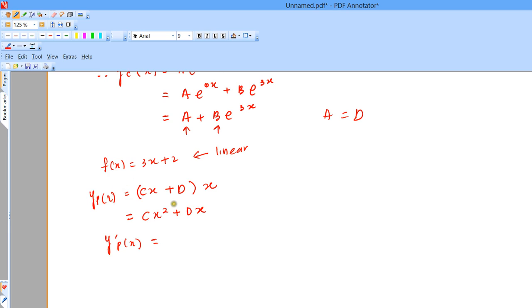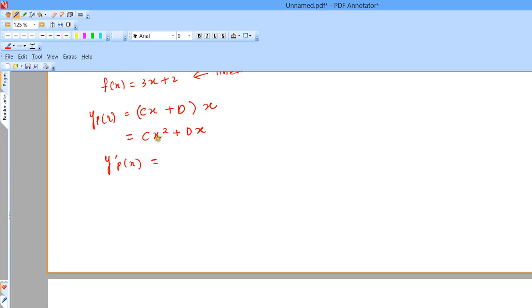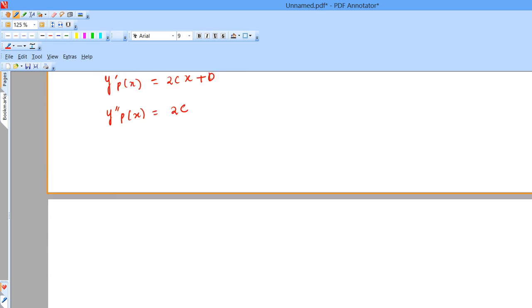Okay, y prime, just differentiate. So we get y prime p(x) equal to 2cx plus d, and then y double prime p(x) equal to 2c. So after we get y prime and y double prime, we just need to substitute into the original equation.